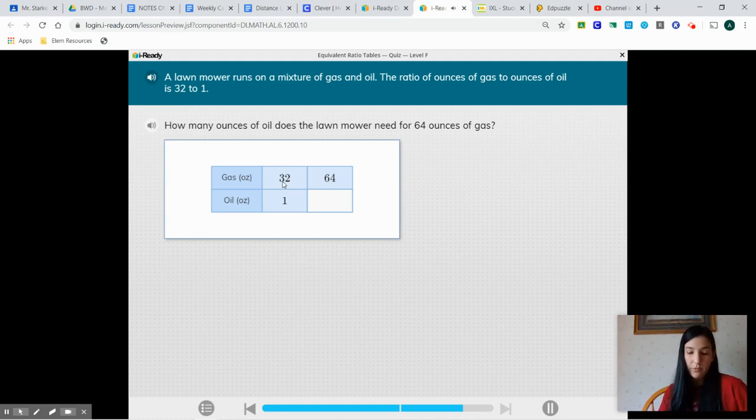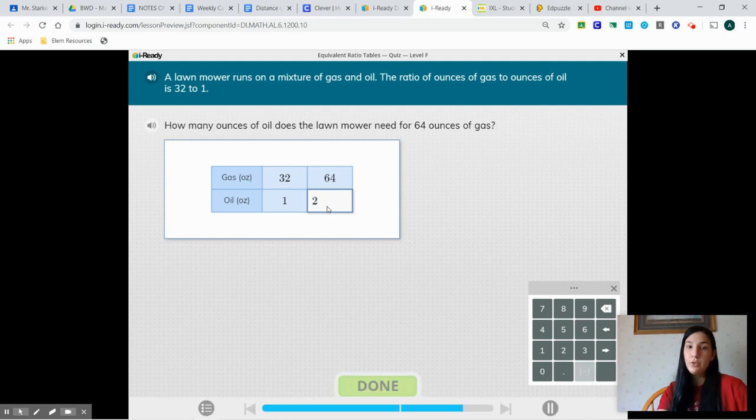Okay, so we're going to do 64 divided by 32, which we see is 2. So we're moving over, multiplying by 2. So 1 times 2, 2.